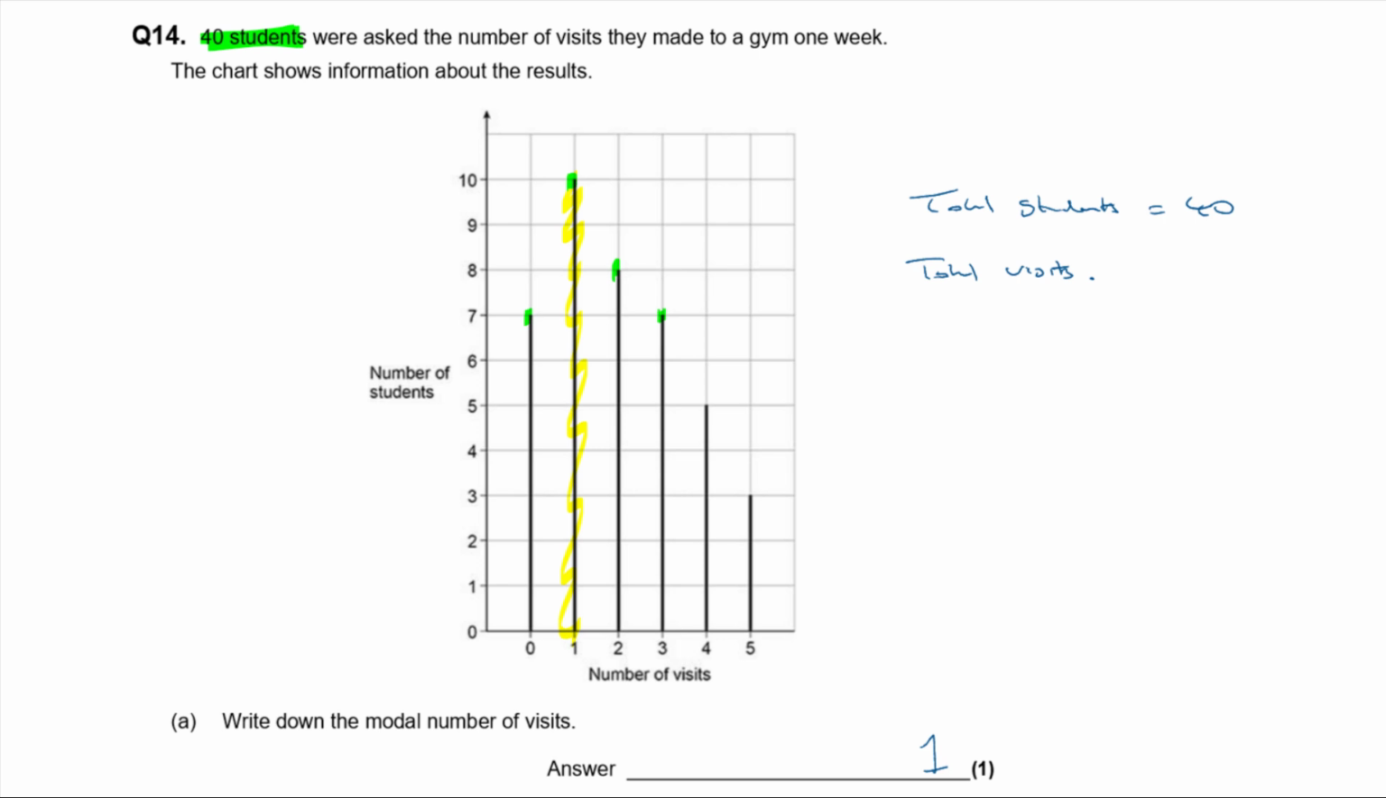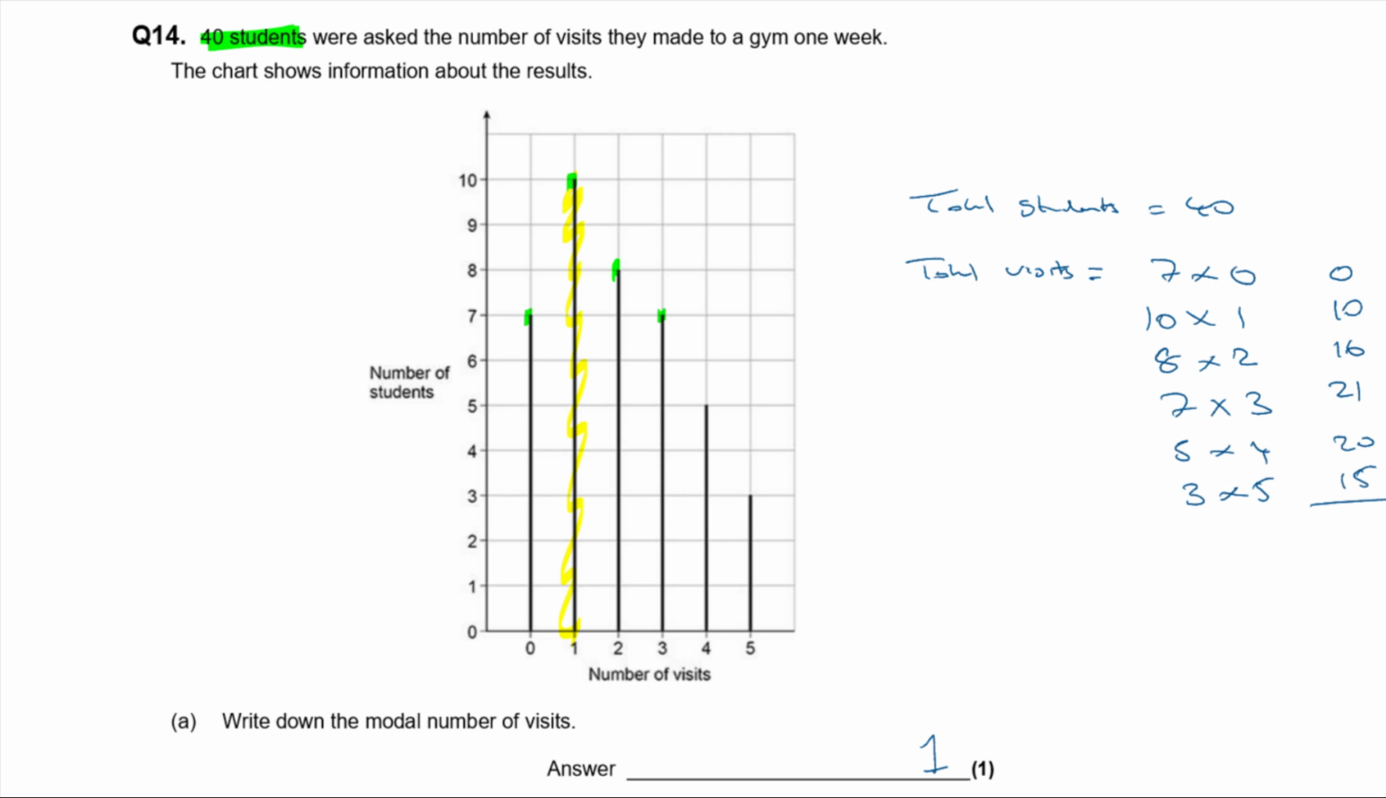how many visits were there? Okay, well, 7 students made 0 visits, but then we also had 10 students that made 1 visit. We had 8 students that made 2 visits. We had 7 students that made 3 visits. We had 5 students that made 4 visits, and we had 3 students that made 5 visits. Okay, so we need to add all those up then. So that's 0, 10, 16, 21, 20 and 15.